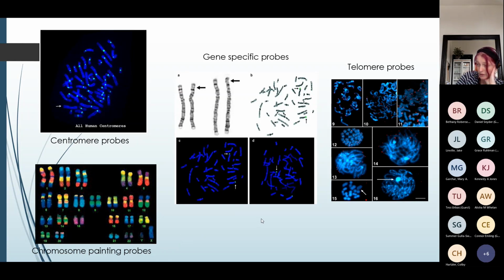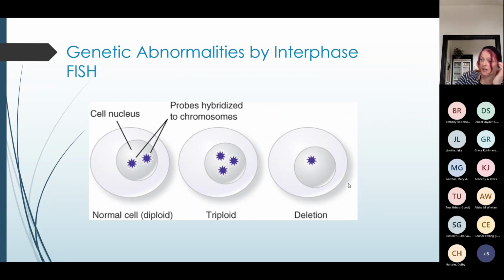FISH probes are beautiful. They're a great time, and you get to use the fluorescent microscope. It's fun. Okay, so again, I wanted to give you some examples of genetic abnormalities by interphase. If you are just looking for a specific chromosome and you choose a probe that hybridizes to, let's say, chromosome 1, a normal diploid cell would have 2 bright spots. If you had an extra copy, you would have 3. If you had a deletion, you would have 1. You don't need to be in metaphase in order for this to happen.